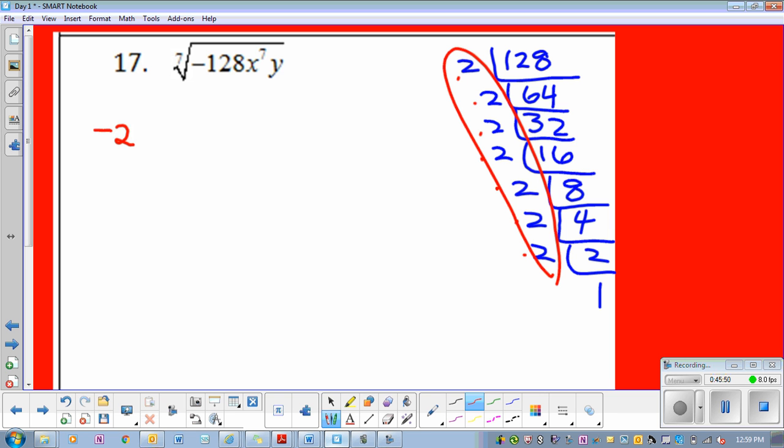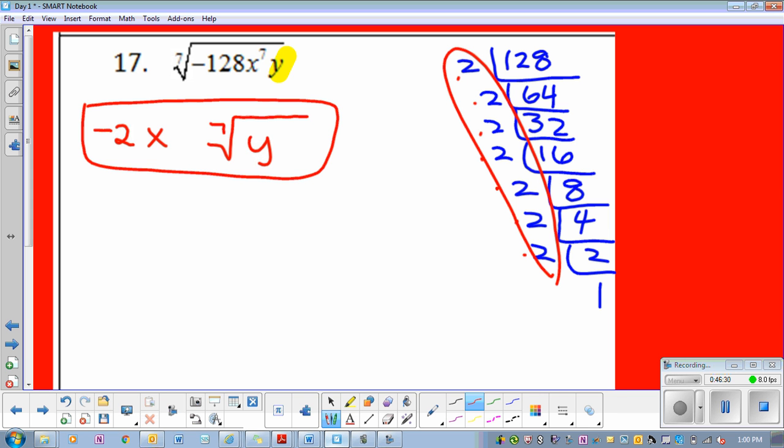And then I'm going to leave some room and put the 7th root, just because I have these other variables that I need to do. So, x to the 7th. You have 7 x's inside, so you only have one group of 7. Y stays inside. Why does the y stay inside? Because you don't have 7 y's. You just have the 1, so it has to stay inside. Good, and there you go.